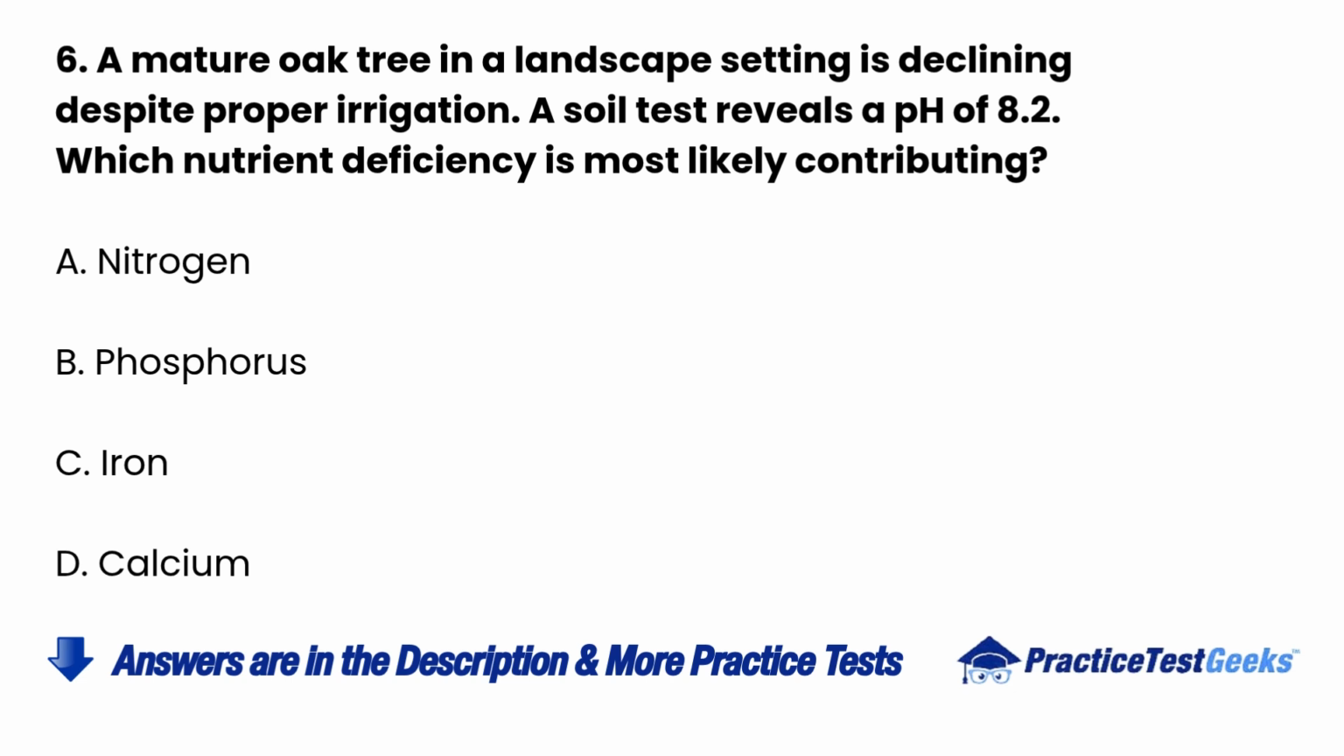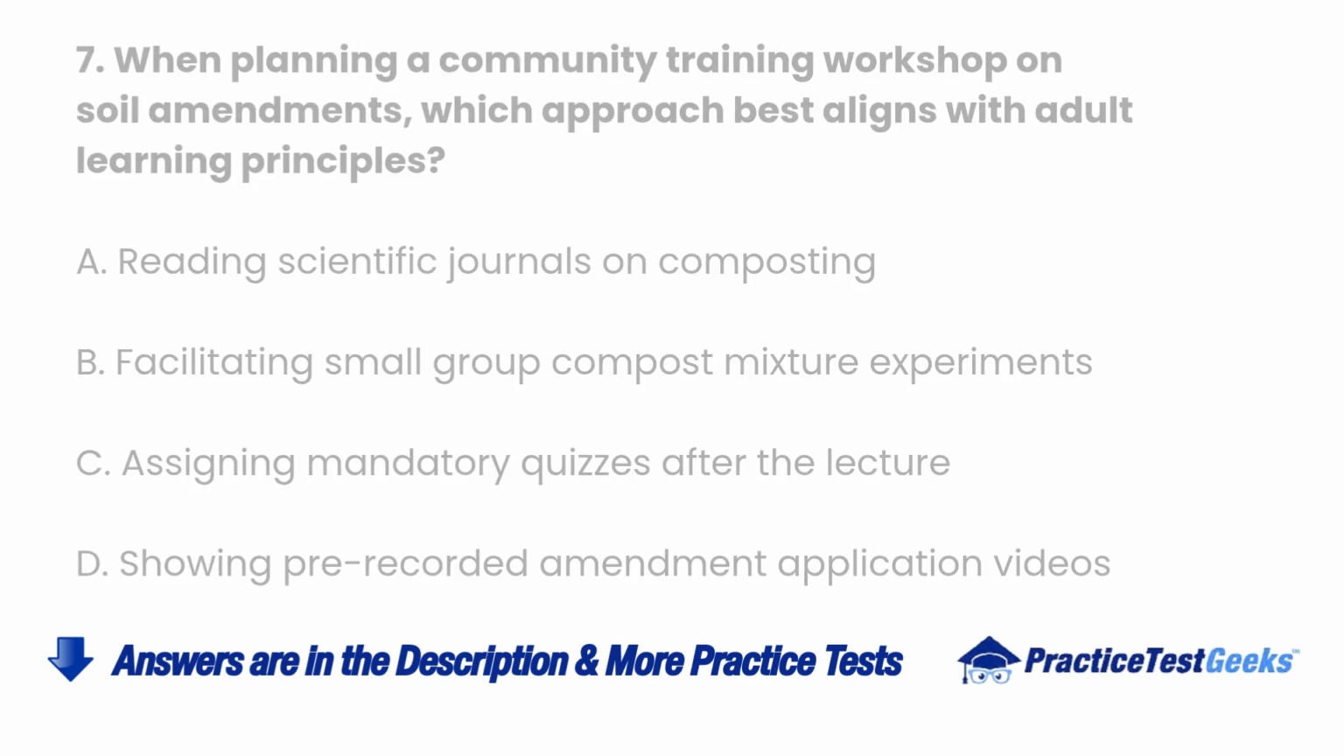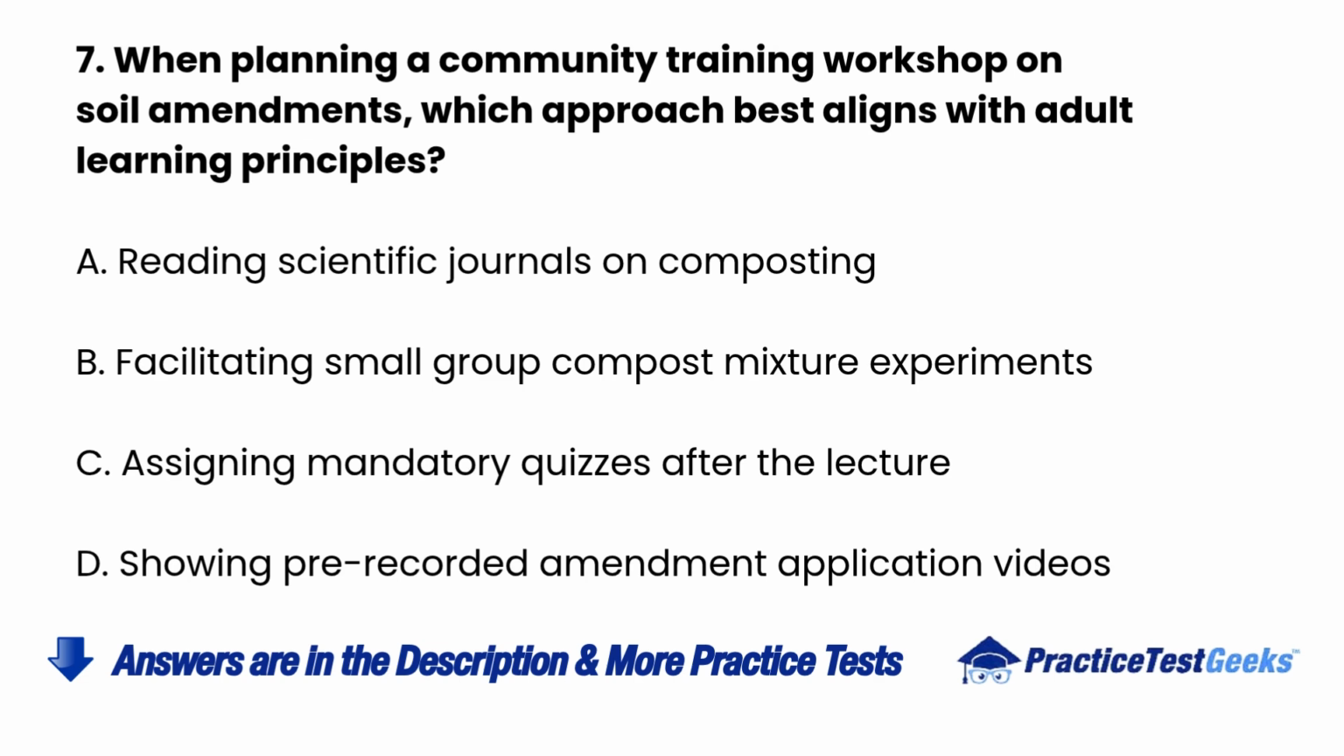6. A mature oak tree in a landscaped setting is declining despite proper irrigation. A soil test reveals a pH of 8.2. Which nutrient deficiency is most likely contributing? A. Nitrogen. B. Phosphorus. C. Iron. D. Calcium.